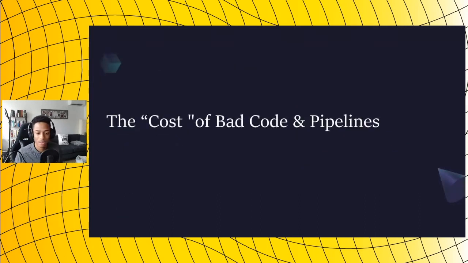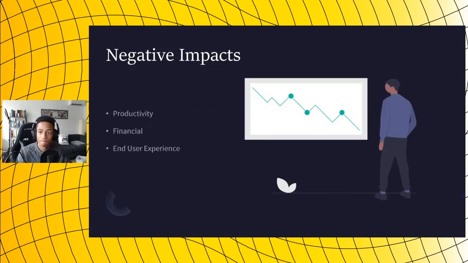Now that we've talked about the characteristics and given examples, let's look at the cost of bad code and pipelines. Now, in this specific section, we'll be discussing how bad code itself and bad CI/CD pipelines have negative impacts on our productivity, the financial aspect of things, and last but not least, our end user experience. And you'll come to realize that in our end user experience, it's not just our customers, it can also be us ourselves.